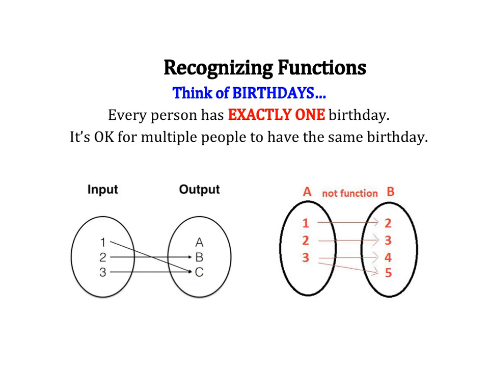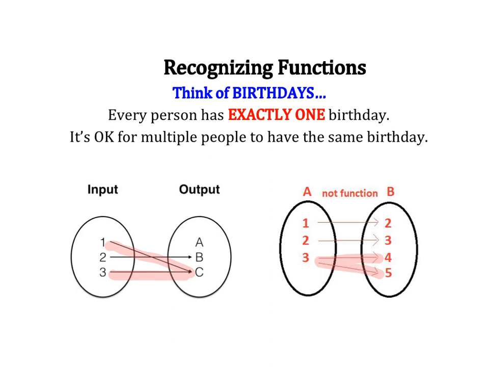Now, if you look at what's happening here, this person has birthday C, and this person also has birthday C. It's okay for multiple people to have the same birthday. It's okay for different inputs to have the same output. But what's not okay is this situation over here. Person 3 is claiming to have two separate birthdays, and that's just not possible. It's okay for two different inputs to have the same output, but it's not okay for a single input to have two different outputs.